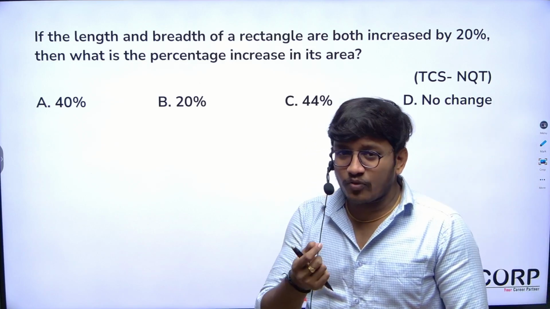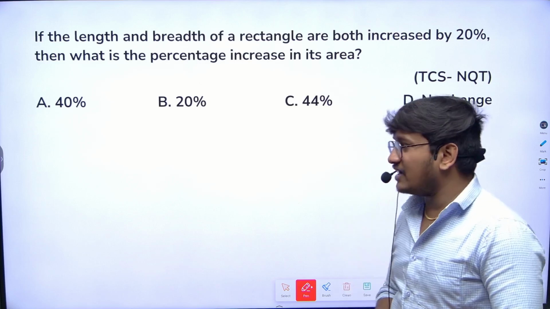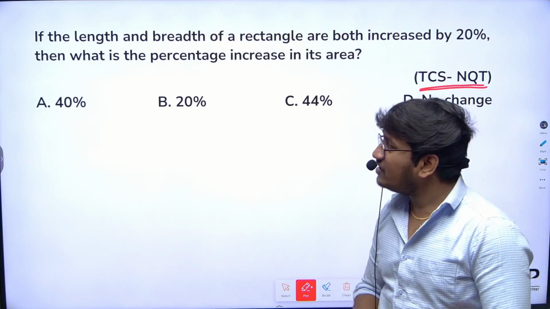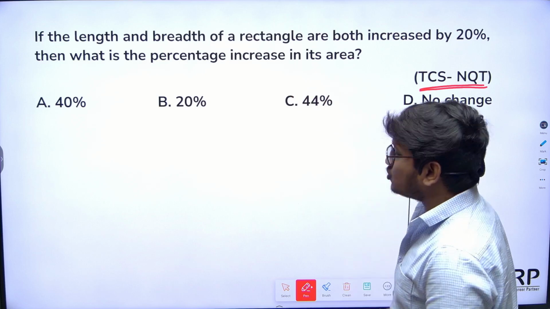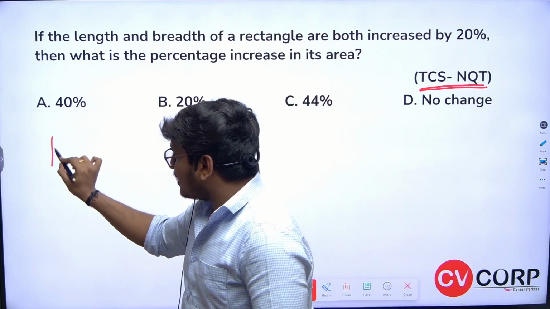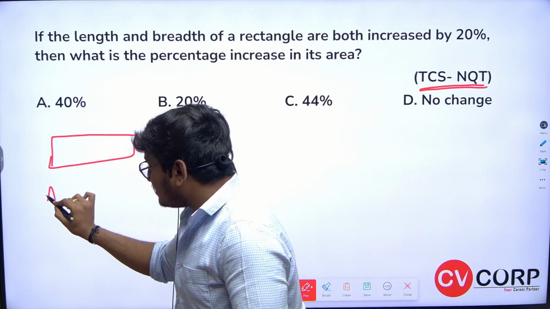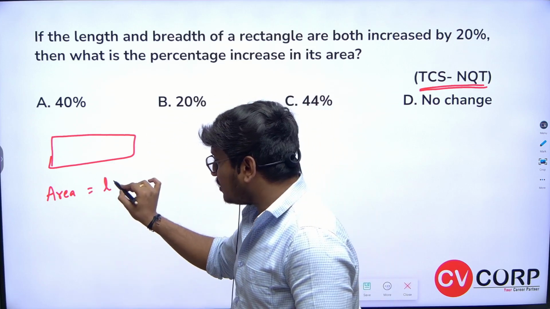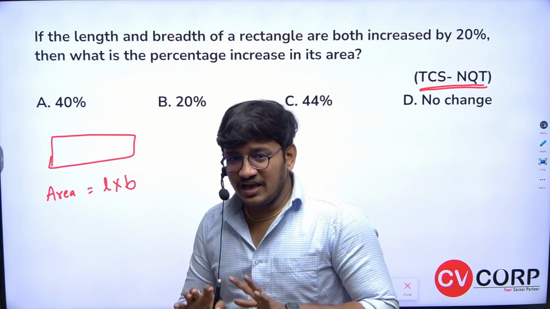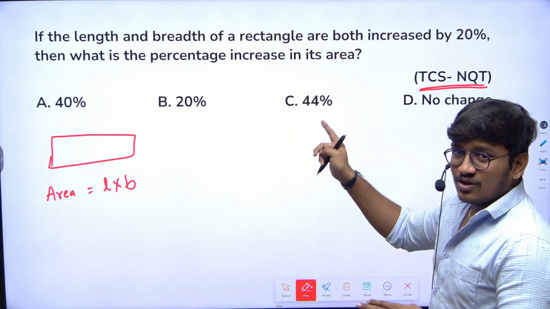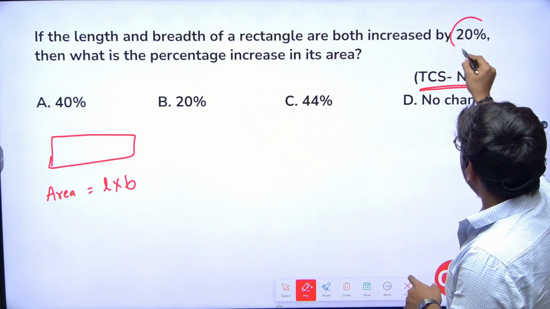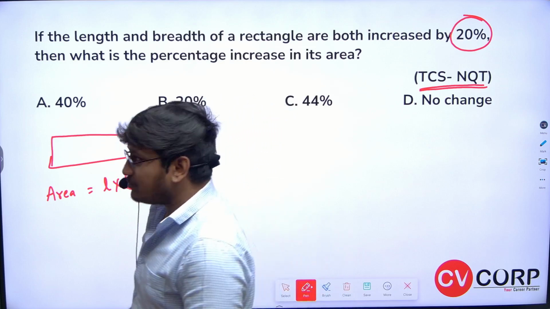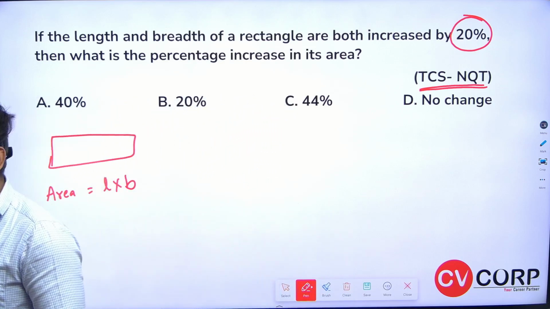Yes, of course, if you know the proper logic, it is very easy to get the answer. This is the same question given in the TCS NQT exam. If the length and breadth of a rectangle, so obviously we all know, what is the area of a rectangle? It is length into breadth. Now what they have given is that the length and breadth of a rectangle are increased by 20%, meaning length is increased by 20% as well as breadth is also increased by 20%. What is the overall percentage increase in the area?